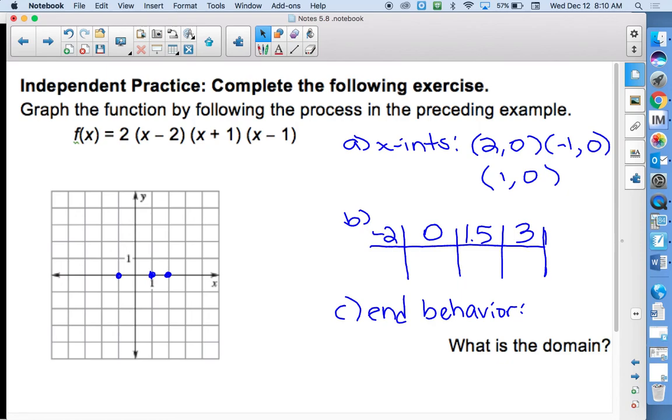Because of the 2 in front, your numbers might be a little large. And that's because there's a multiple of 2 in front. You're not doing it wrong. You're just going to get some big numbers.